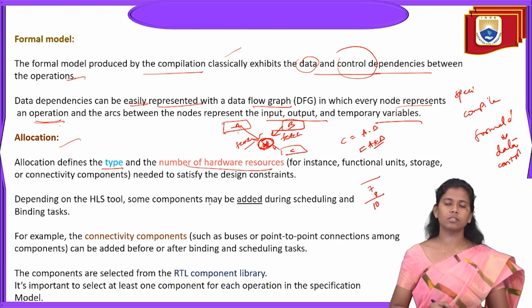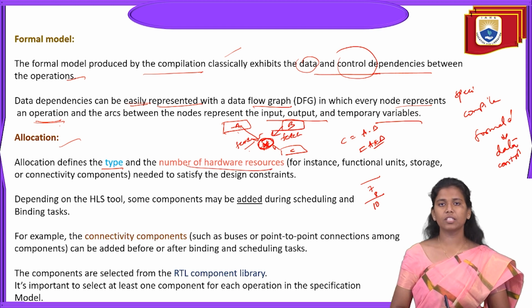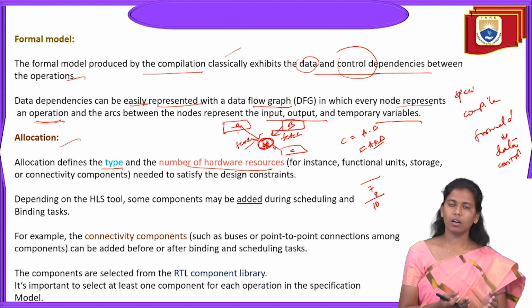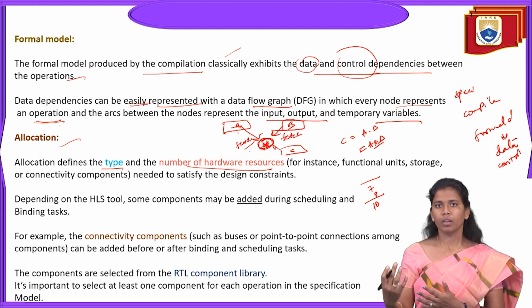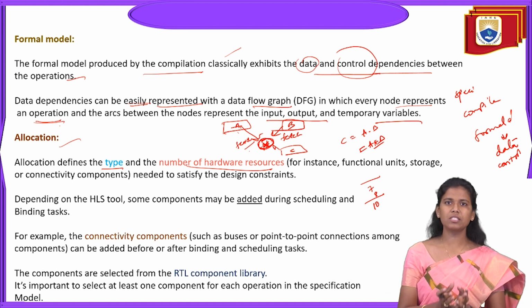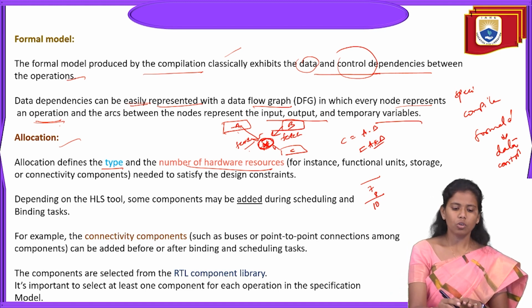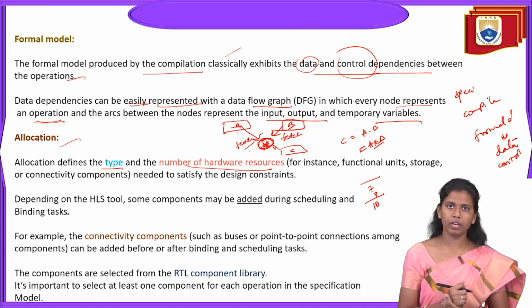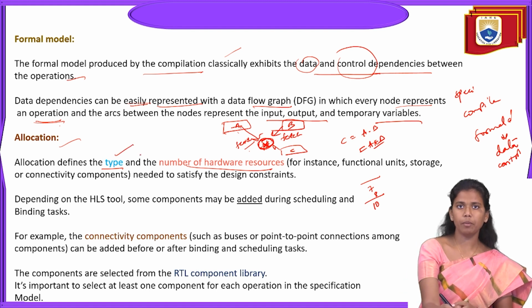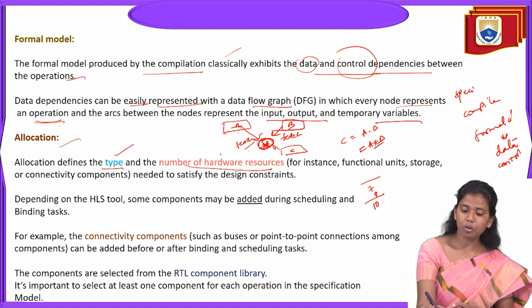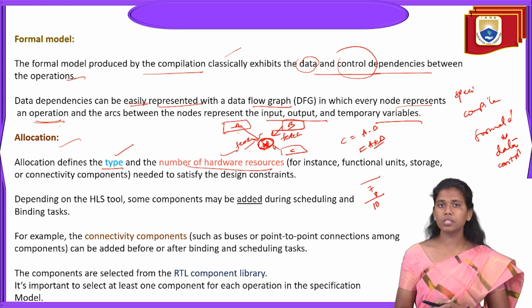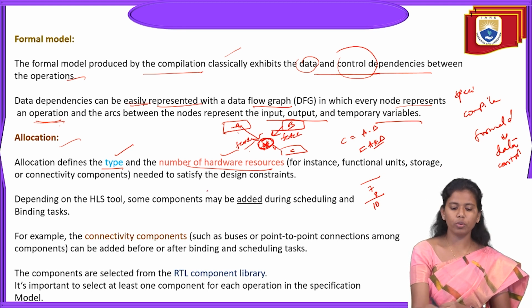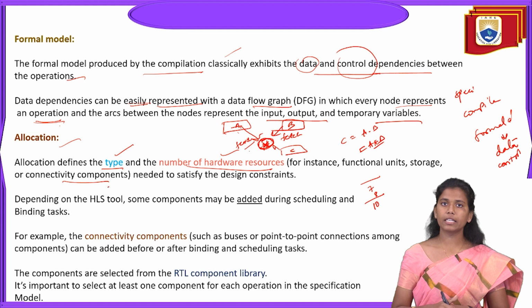and the number of hardware resources. Remember, allocation is nothing but allotting something, like allotting seats, or just giving space. So allocation defines a type, what kind of resource it is, and also the number of hardware resources. The resources include functional units, storage elements, and connectivity components.